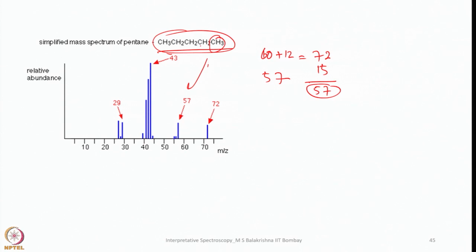Like that, these fragments would show how the given sample is fragmenting, and at the end we get 29. This is CH3CH2, so this 29 is for the ethyl group. This is how we can analyze and simplify mass spectra. This is a simplified mass spectrum of pentane here.